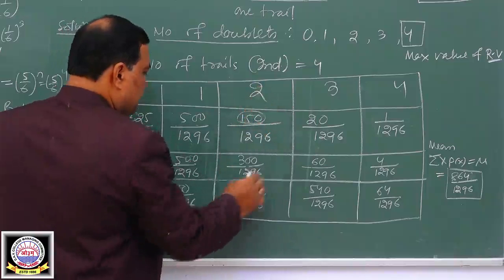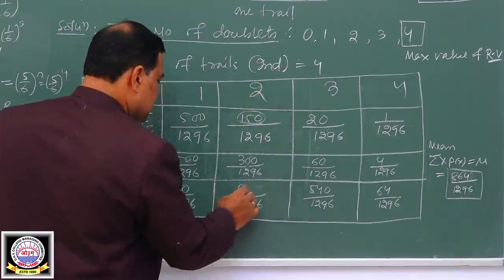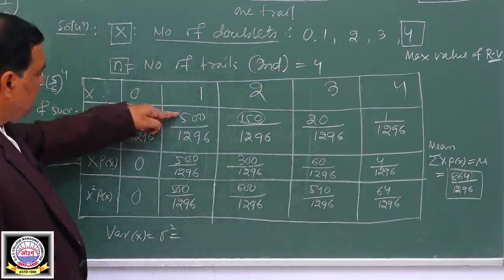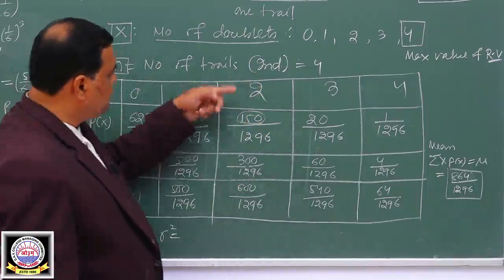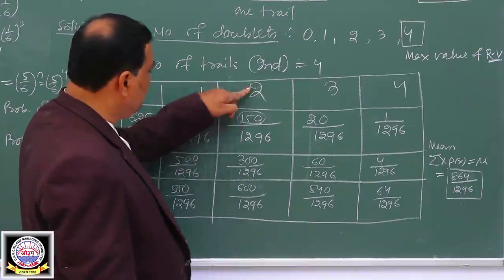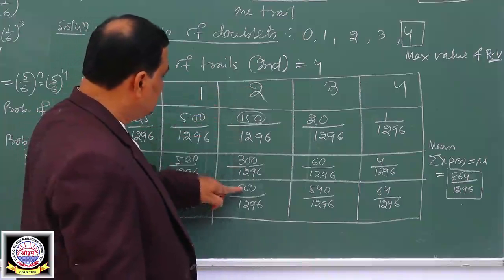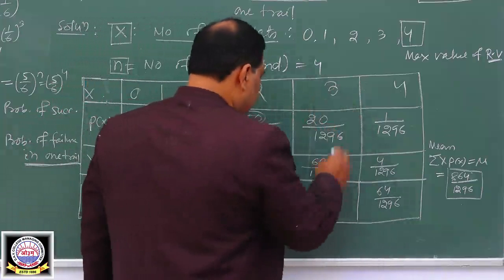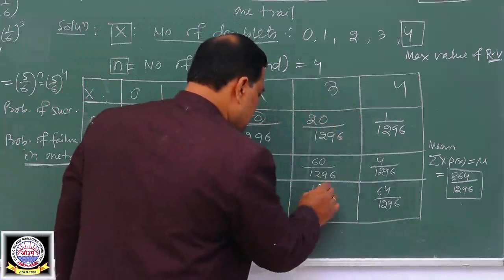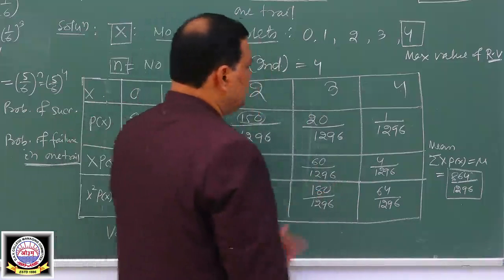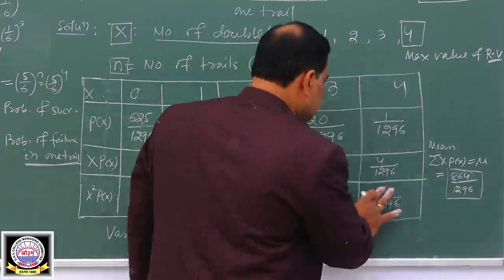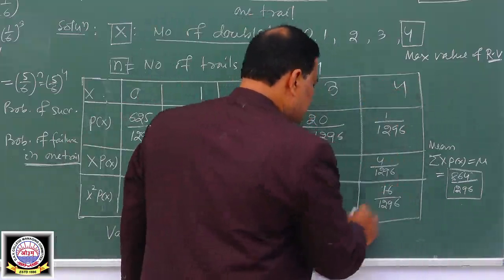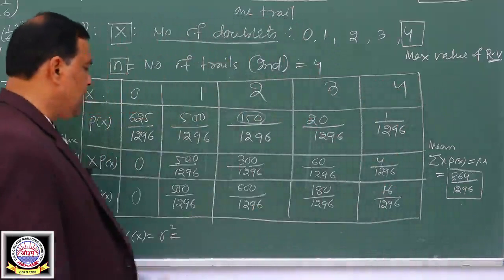4 into 150 is 600. This is 600. And 1 square is 500. 2 square 4 is 150, 4 into 150 is equal to 600. And 3 square 9 into 20 is equal to 180. This is 180, correction I did. So 4 square is 16, 16 into 1 is equal to 16 by this. A little correction I did.